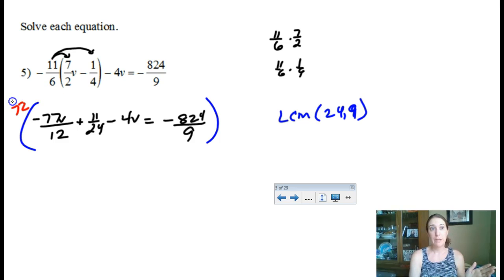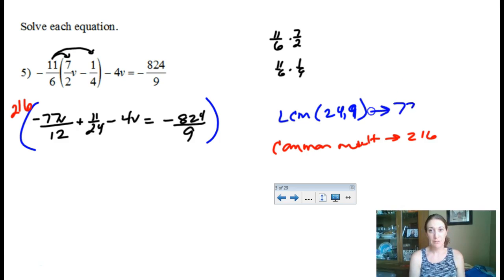Now, because I don't want to grab my calculator anymore and I already have my work done with the 216, I'm going to go ahead and use 216 as a common multiple. It is not the least common multiple, which we found out was 72.